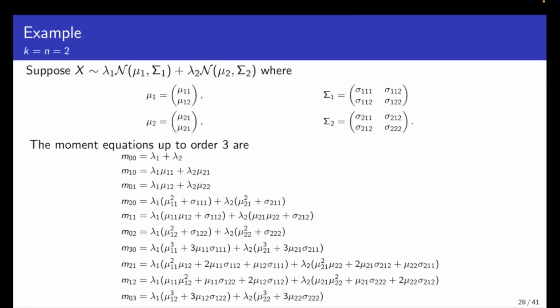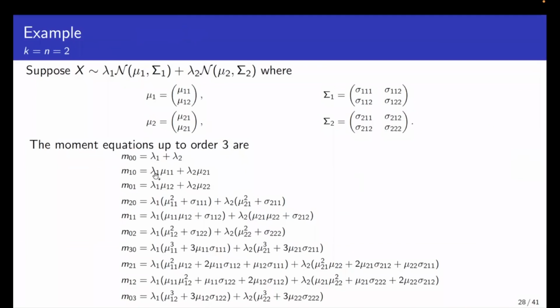Again, we want to build ourselves up from easiest to hardest. The first non-trivial case will be when k equals n equals 2, so the mixture of two Gaussian densities in two dimensions. Now, this problem starts to become more difficult to study right off the bat.